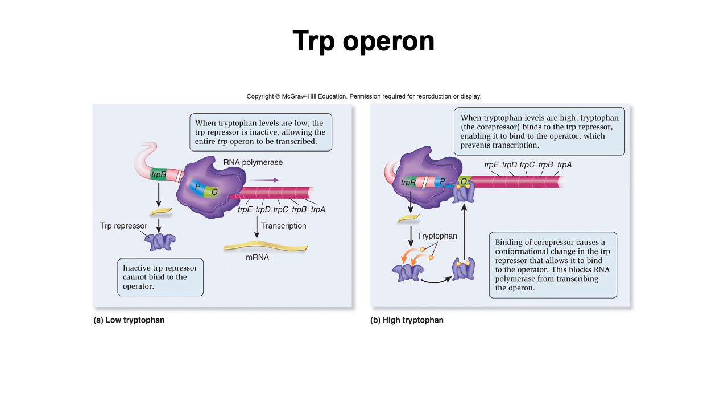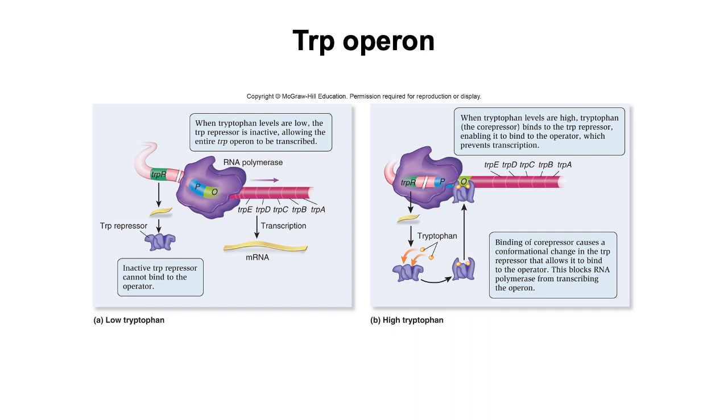So we see repression under high tryptophan levels because the effector molecule tryptophan is present. So no transcription in that case, which is exactly what you would expect. If the cell has a lot of tryptophan in its environment, it doesn't need to make its own. So this is a classic example of negative control or repression.